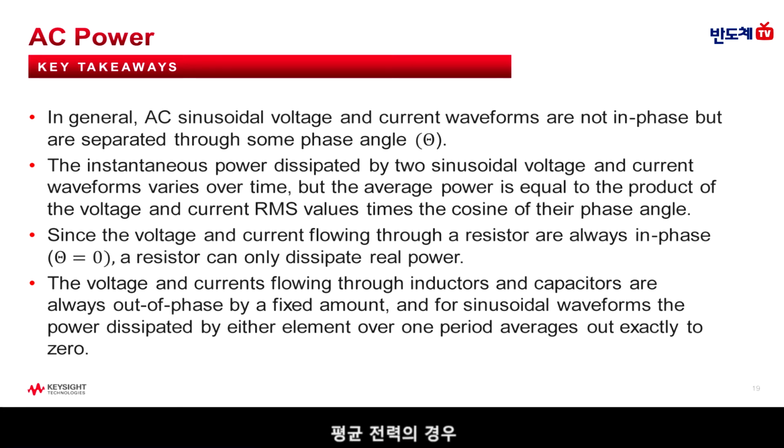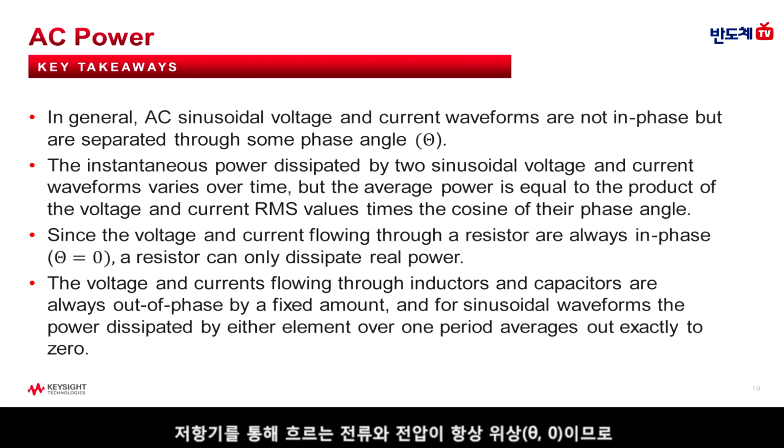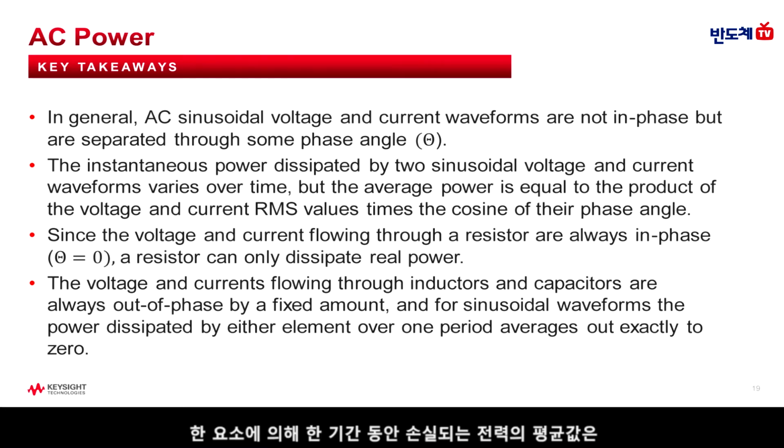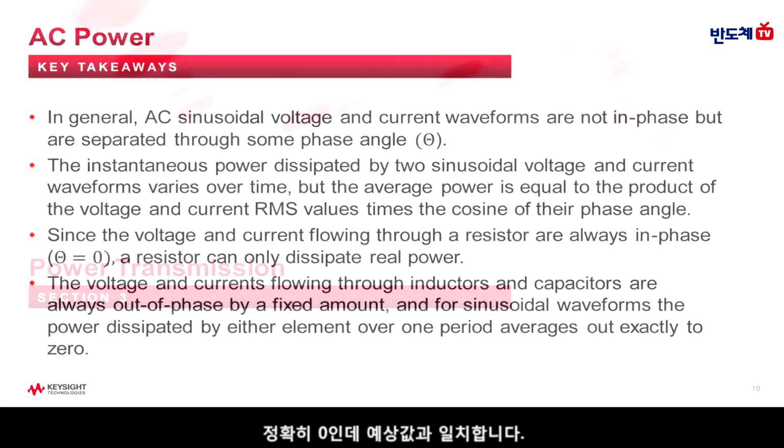time. But if you just look at the average power, that's simply equal to the product of the voltage and current RMS values times the cosine of their phase angle. And since voltage and current flowing through a resistor are always in phase, that is theta equals 0, a resistor can only generate real power. The voltage and currents flowing through inductors and capacitors are always out of phase by a fixed amount. And for sinusoidal waveforms, the power dissipated by either element over one period averages out exactly to 0, which is what you'd expect.